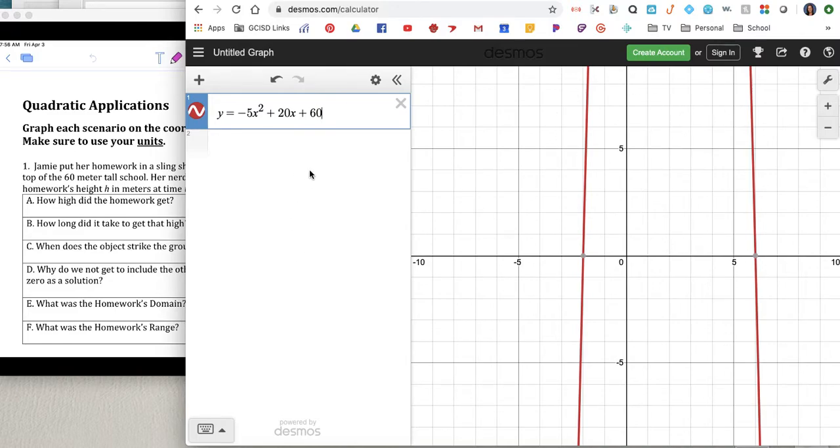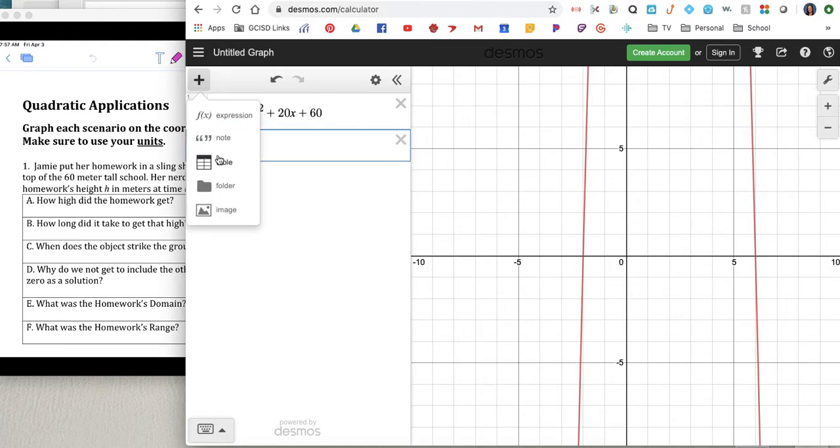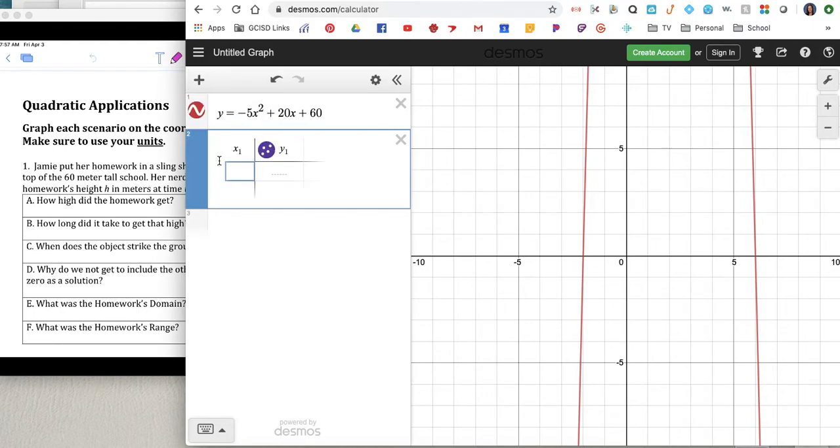But the next thing I want to do is make sure that I get my table. All right, I played around with this to figure out how to get it for you guys. Here's what you do. You're going to click on 2, just kind of make a new line. And up here where the plus sign is, you're going to click plus, make a table. Okay, now this is going to look very different than what we usually do because you have to create the table, at least through the x's and the equation. It will give you the y values automatically.